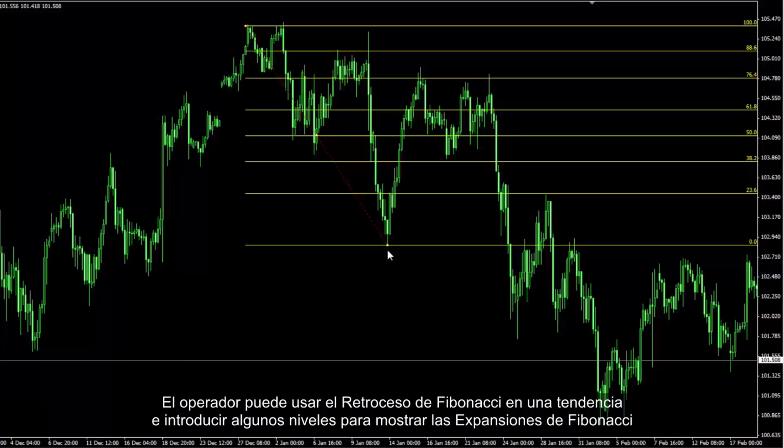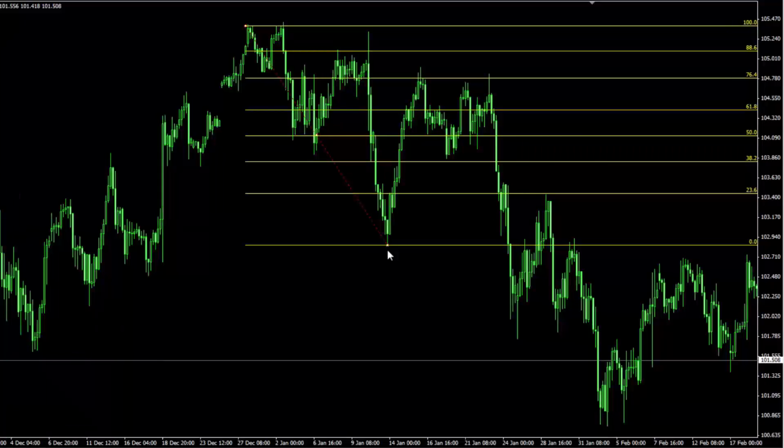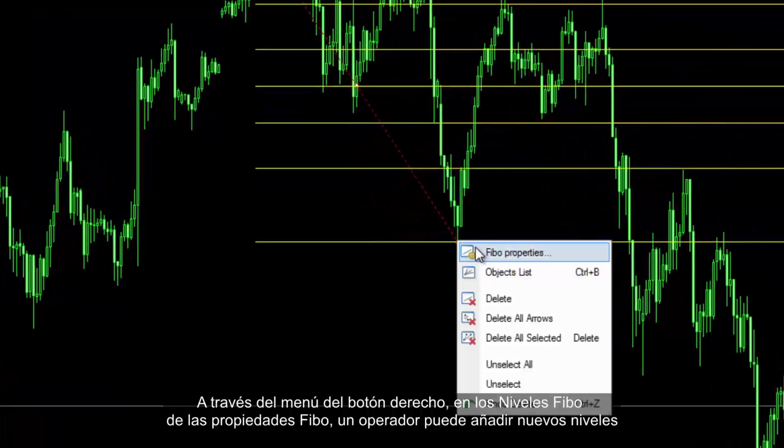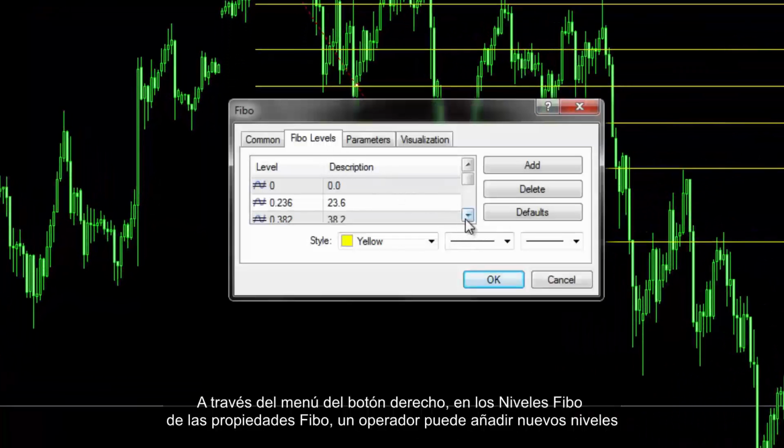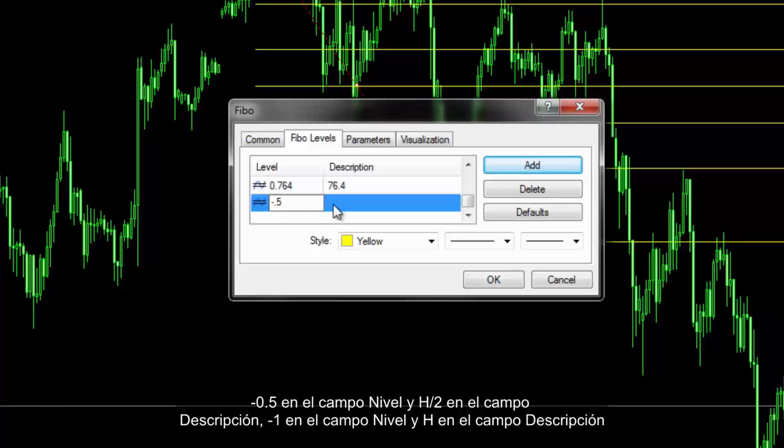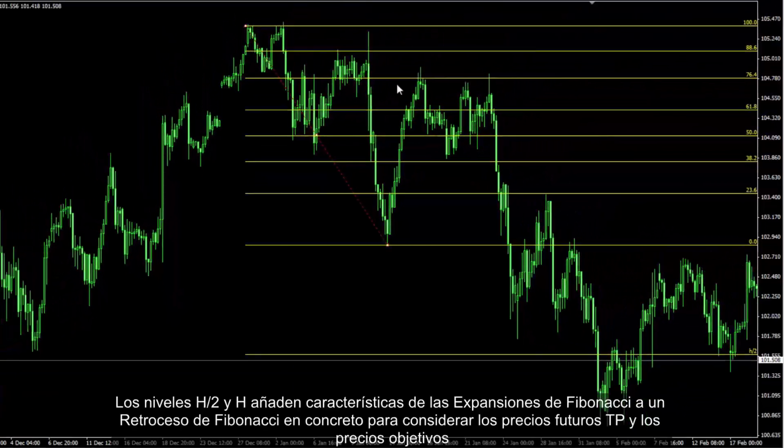A trader can use Fibonacci retracement on a trend and enter some levels to display Fibonacci expansions. Through the right-click menu in Fibo levels of Fibo properties, a trader can add new levels. Minus 0.5 in level field and H/2 in description field, minus 1 in the level field and H in the description field. The H/2 and H levels add Fibonacci expansions features to a given Fibonacci retracement to consider future TP prices and target prices.